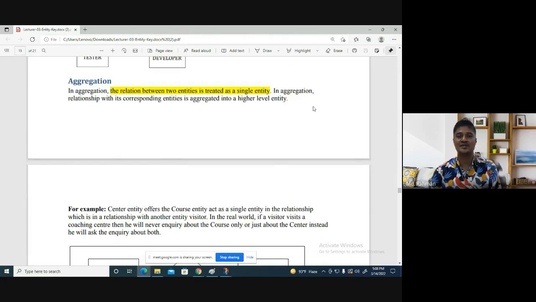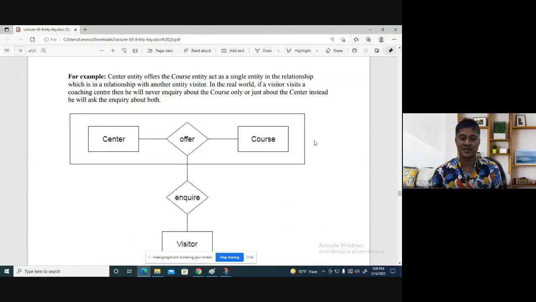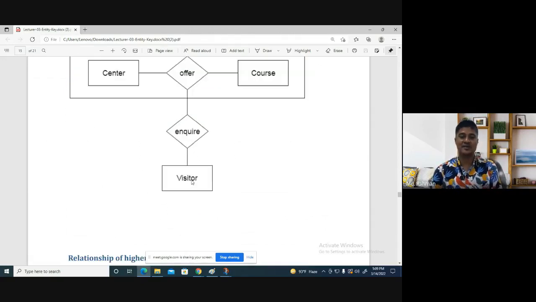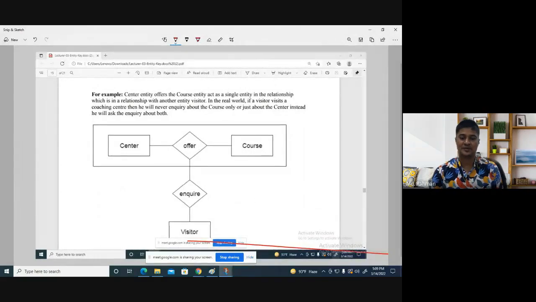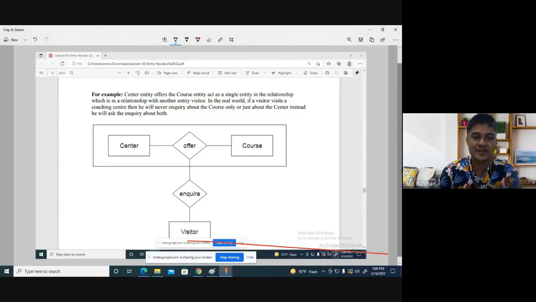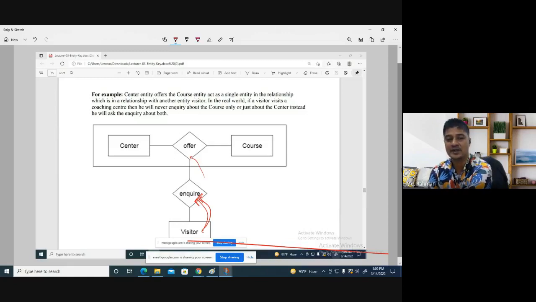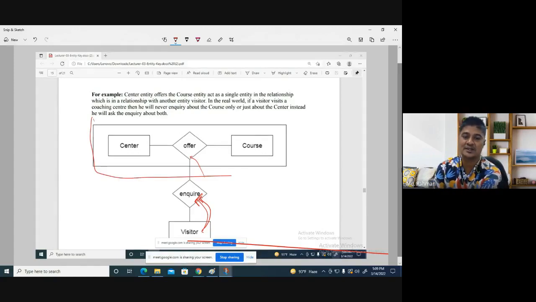The last one is aggregation. Aggregation is the relationship between two entities. Why two entities? If you go to any institute, you want to know about their center. But here, the center offers courses. A visitor is actually concerned about the courses. In the real world, a visitor visits a coaching center, but never inquires about the course only. So the visitor inquires, asks about the course. But that course is offered by the center, right? The center offers the courses. Now if someone comes to our university and says they want to study civil engineering, whether the university has it depends on whether the university will offer civil and open that department. So in the visitor's context, the whole thing together is one matter.